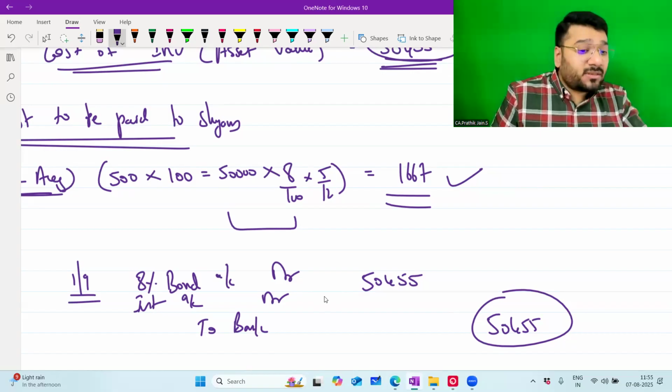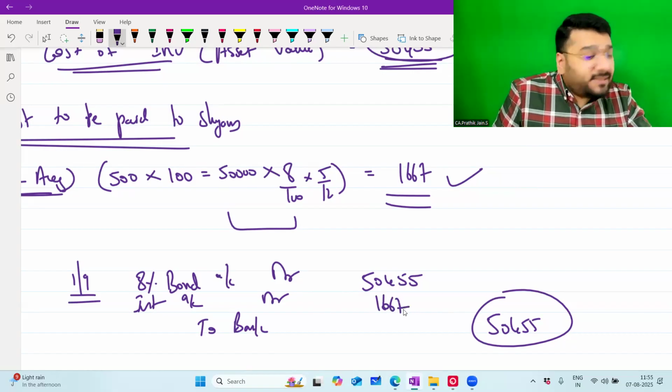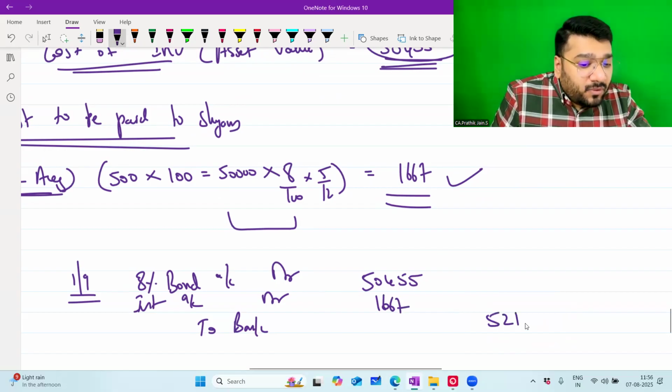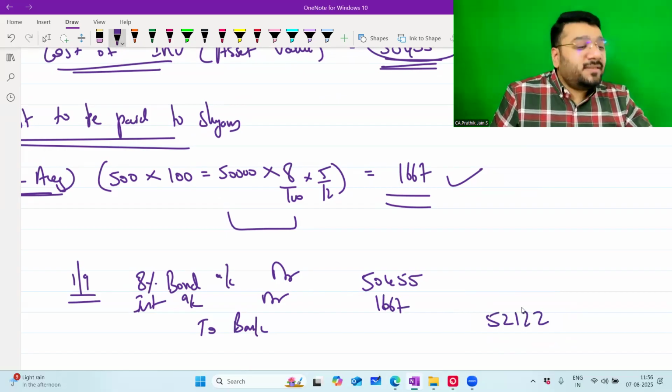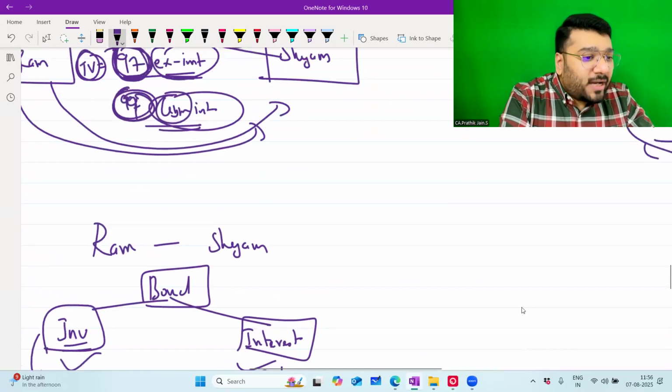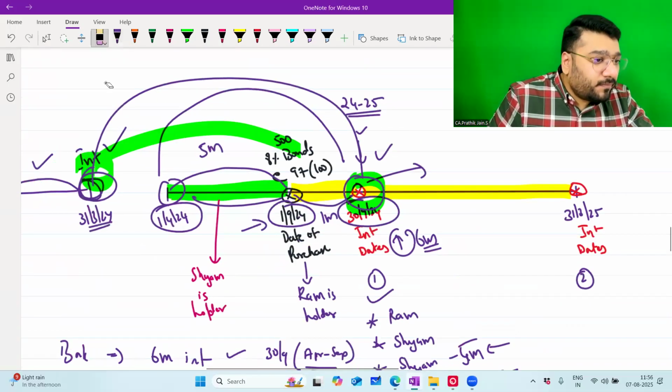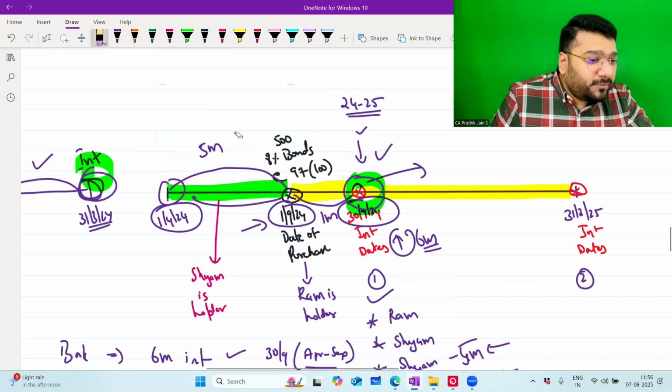Debit all expenses and losses. So what is the interest component? 1,667. Now tell me, what is the total amount that you're paying? 52,122. This is the entry on 1 September. So guys, I'm going in the chronological order, in the order of the question. Dates are very, very important.